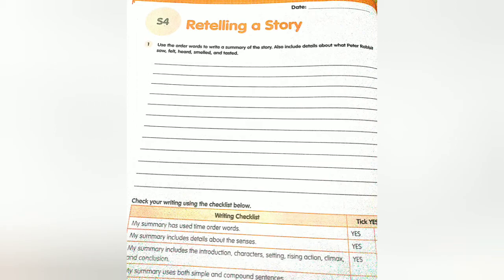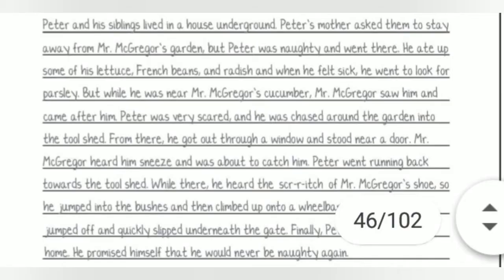Students, open your volume 2 to page number 18. First question: use the order words to write the summary of the story. Also include details about what Peter Rabbit saw, felt, heard, smelled and tasted.